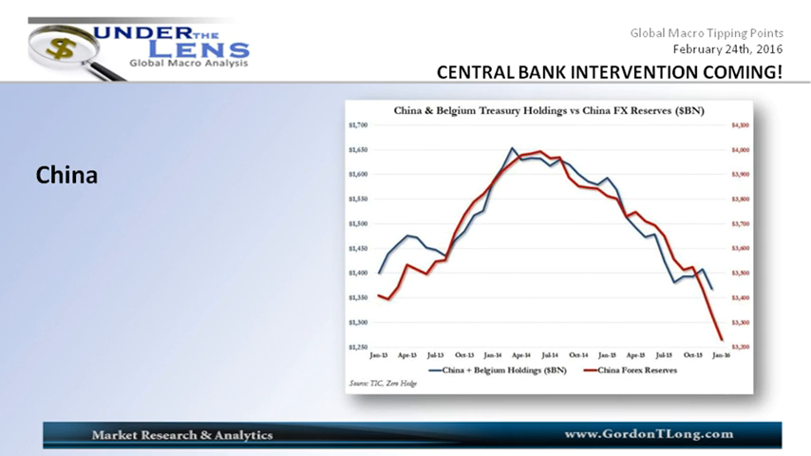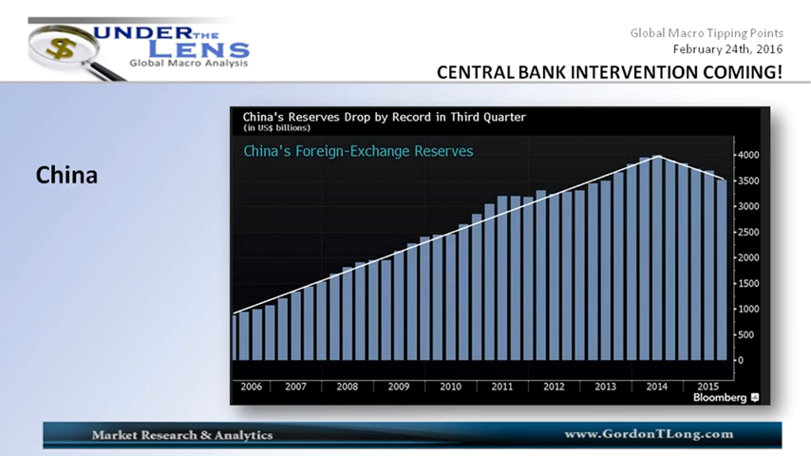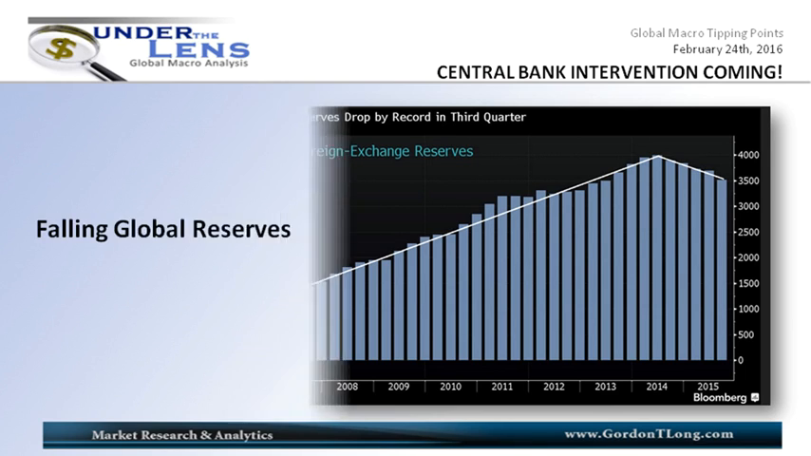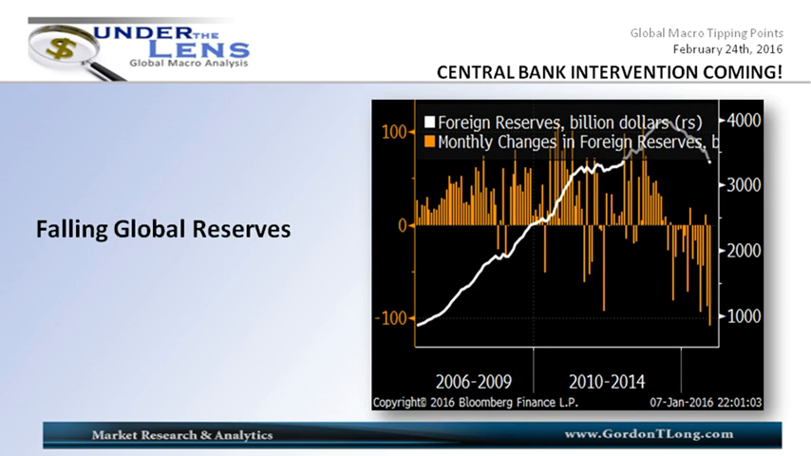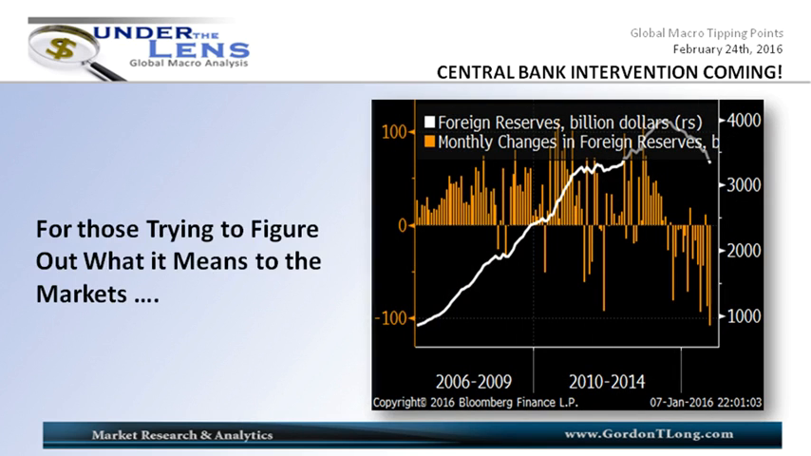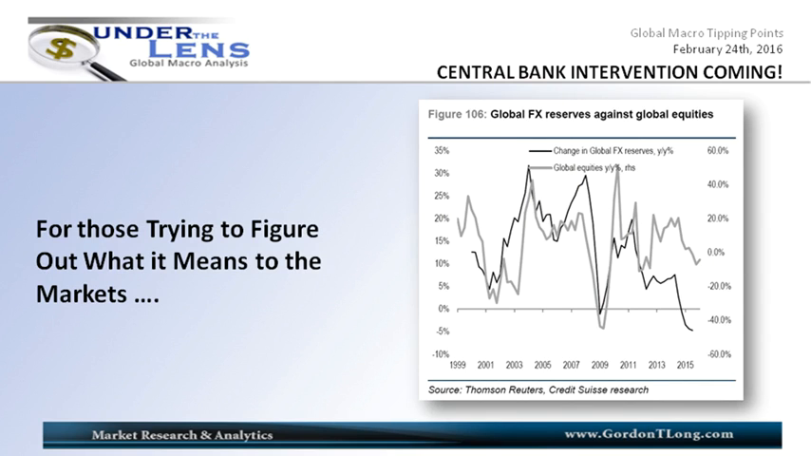The most worrying to the Federal Reserve and U.S. Treasury is China. We wrote a few years ago that China was buying U.S. Treasuries through Belgium. We see we are correct, as China is now selling those same holdings. The reversal in Chinese currency reserves matches closely U.S. Treasuries being sold, and total foreign reserves being quickly depleted. For those trying to figure out what this means to the market, this chart may help. Global equity values follow closely growth or decline in global foreign currency reserves.